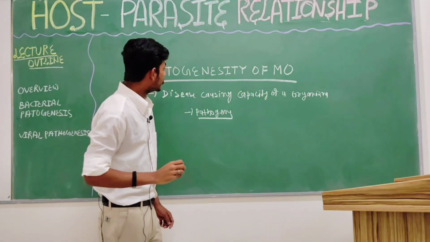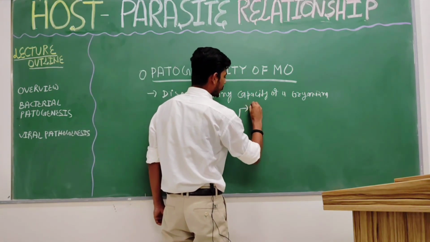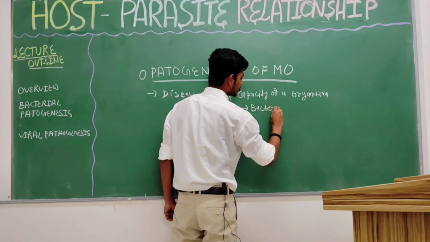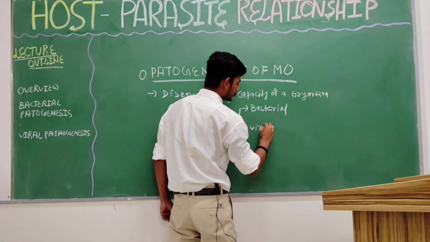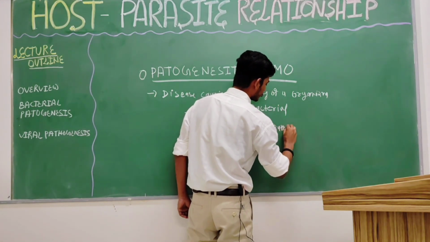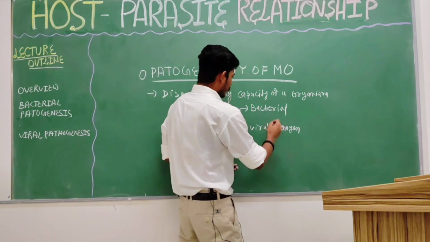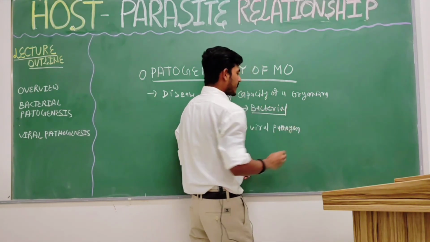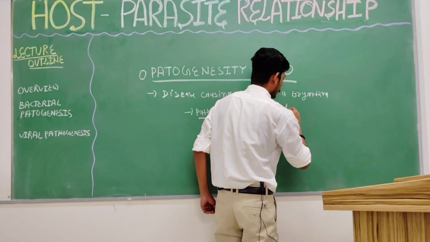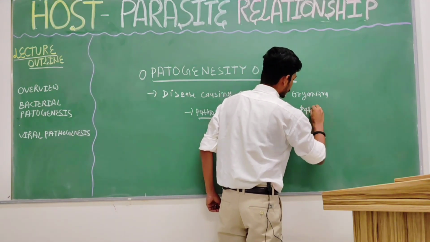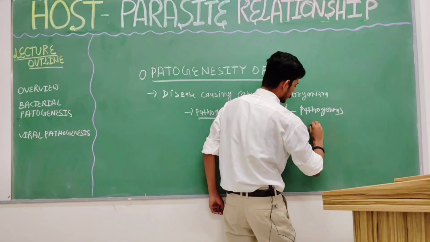In today's lectures, we will deal with two kinds of pathogens. One is called the bacterial pathogen, and another one we will deal with is the viral pathogen. Understanding the bacterial pathogens, we will cover under the topic of bacterial pathogenesis. Mainly we will discuss the pathogenesis, and here, the viral pathogenesis.